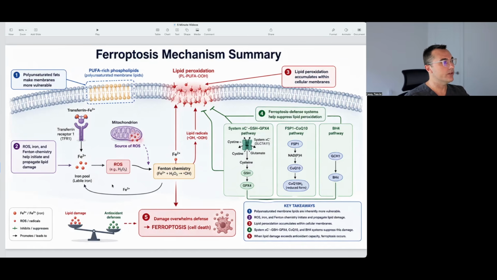And we are going to be talking about this in relationship to interventions and therapies that are meant to tip the scales in our favor and enhance ferroptosis happening in cancer cells.